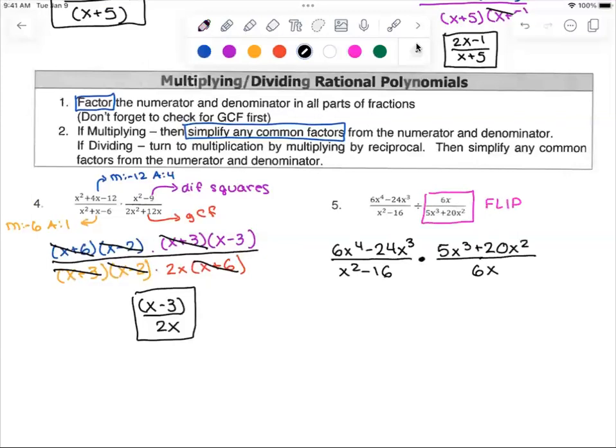But the same thing is going to apply. Now I'm going to go ahead and factor each part. So this top one here is a GCF problem. So this has a GCF of 6x cubed. And then I'm going to go ahead and see what's left. That's an x minus 4. And then my next part here, this is also a GCF problem of a 5x squared is the GCF. Leaves me with an x plus 4.